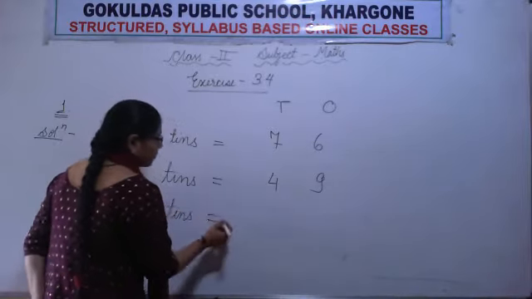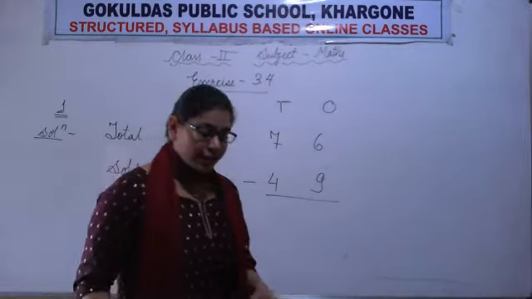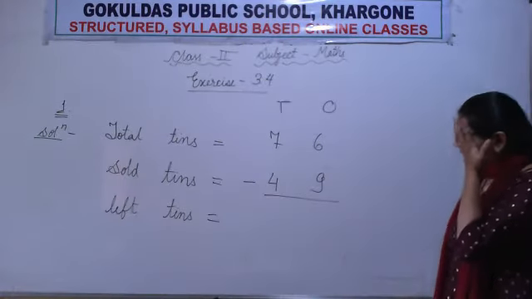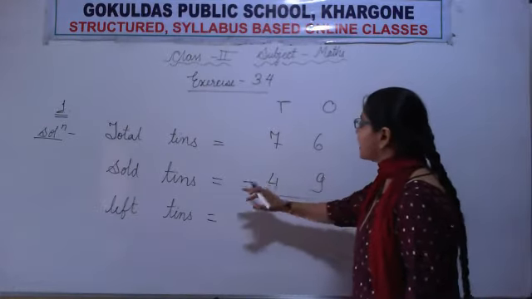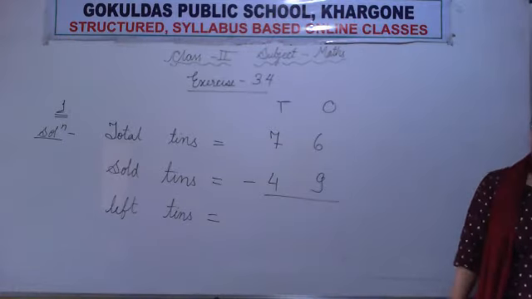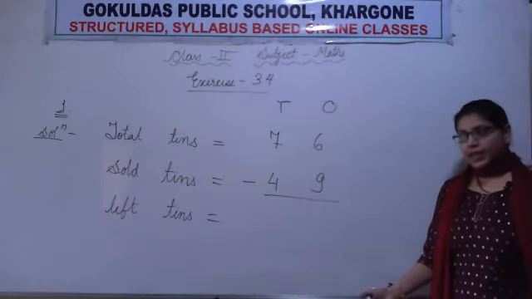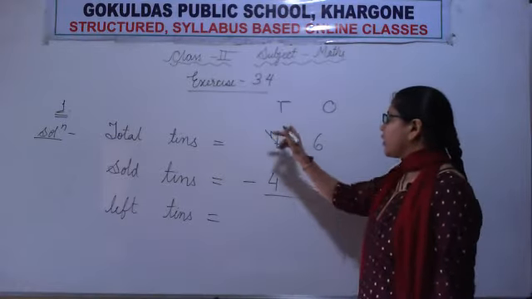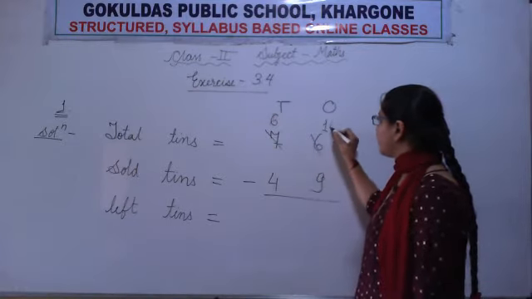How will we get it? We will get it by subtracting 49 from 76. So let's do subtraction. 76 minus 49. Starting from the ones place, 6 minus 9. Can we remove 9 from 6? No. Why? Because 9 is the bigger number and 6 is the smaller number, and we always subtract the smaller number from the bigger number. So here we have to borrow a 10 from this 7. This 7 will become 6 and this 6 will become 16.